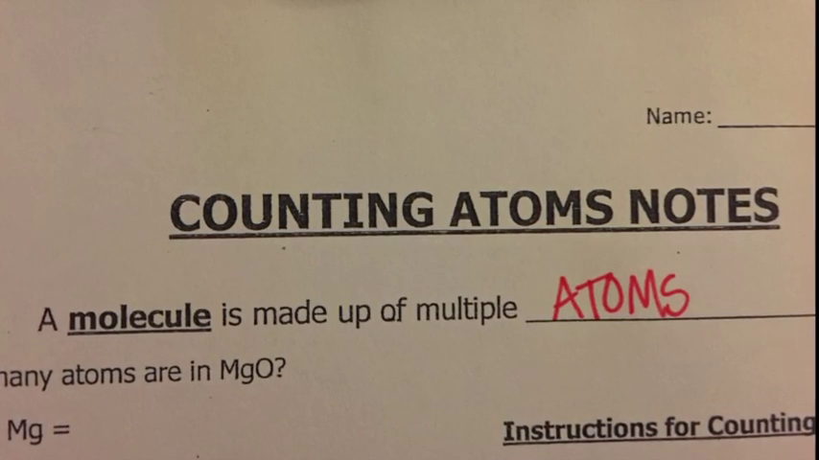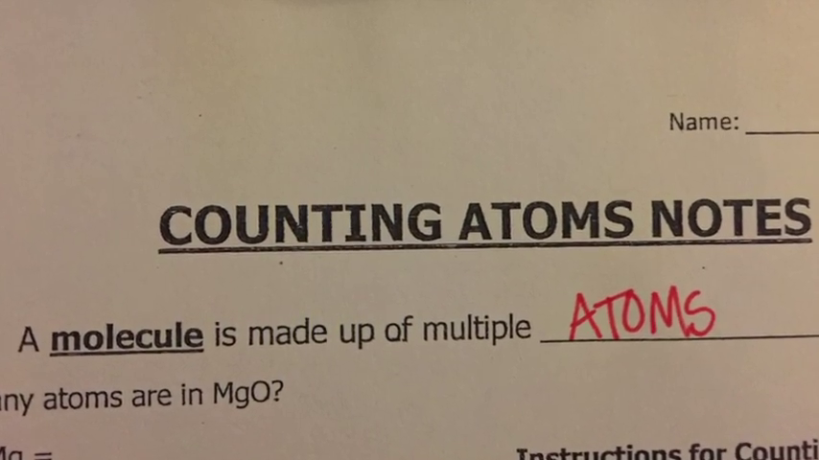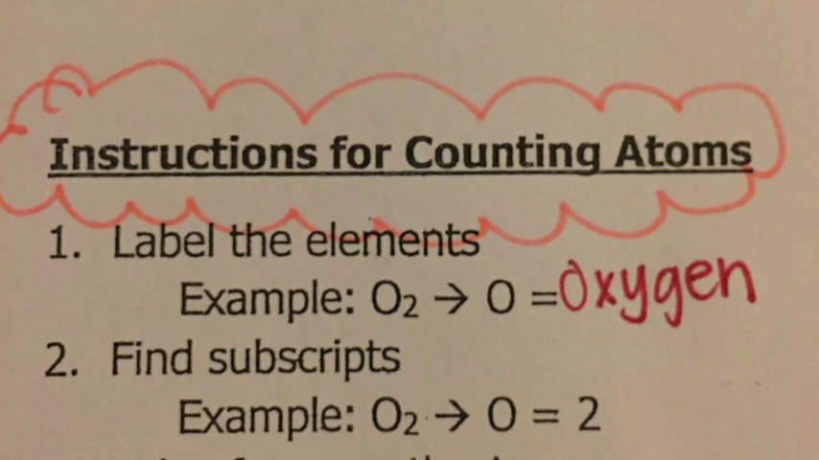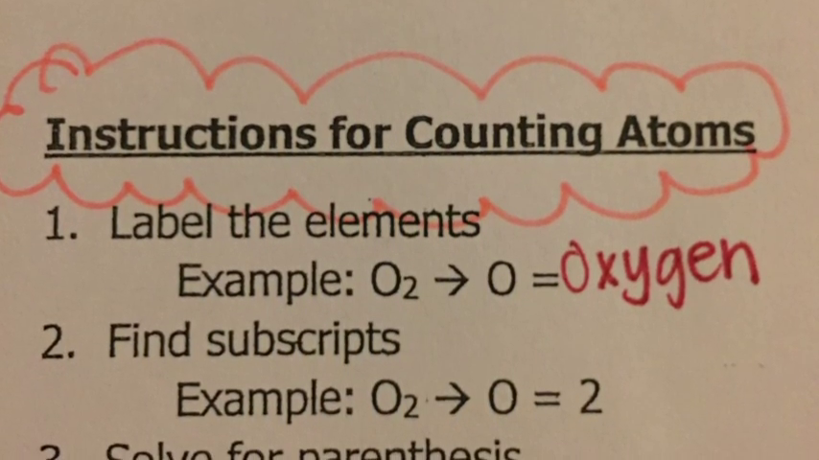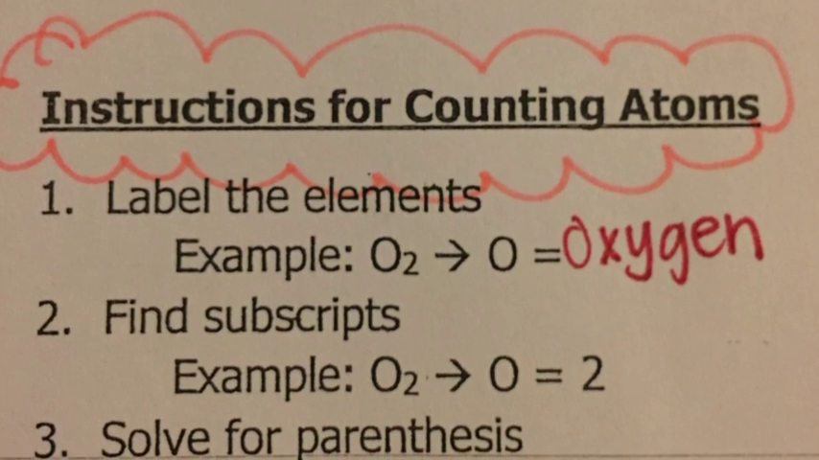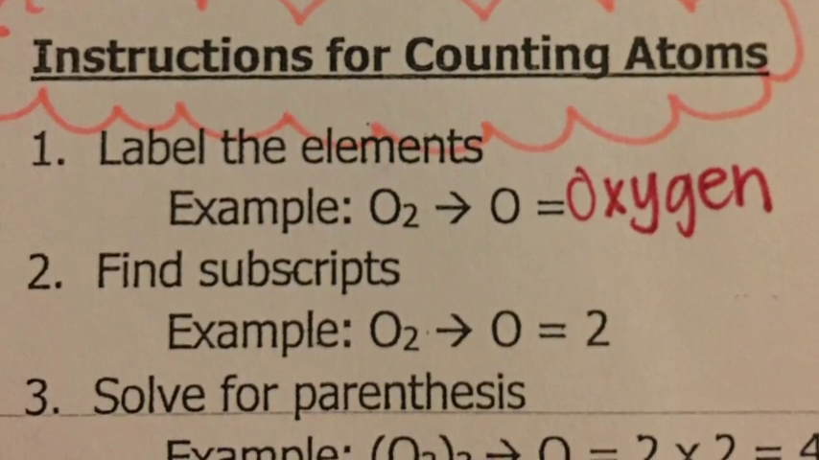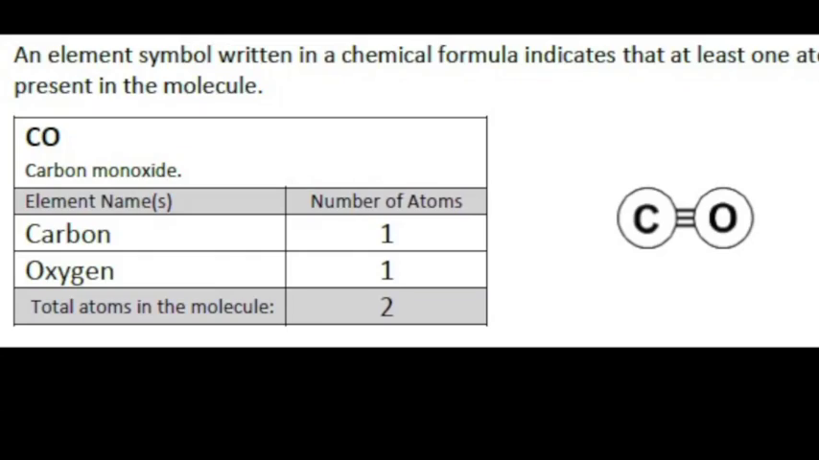A molecule is made up of multiple atoms. So something that we call a molecule is going to be anything that has more than one atom. Over on the right side of your paper, I have some basic instructions. The first thing that you want to do anytime you're given a chemical formula is figure out what elements you have. So in this example, we have O, which is going to be oxygen. Anytime an element symbol is written in a chemical formula, that means that there's at least one of those atoms present in that formula. If there are no other numbers, there are only those letters, then that means that there is one of each of the elements that are listed.